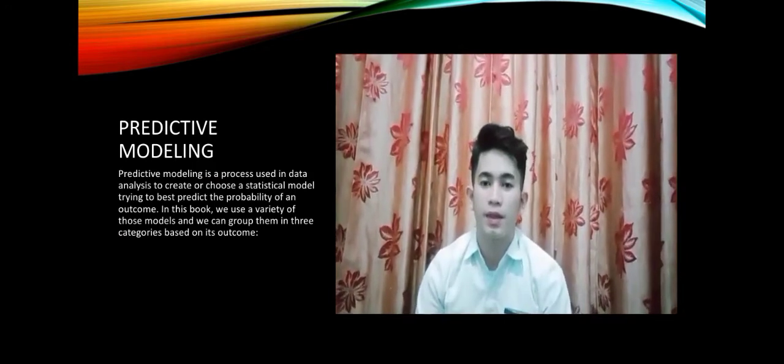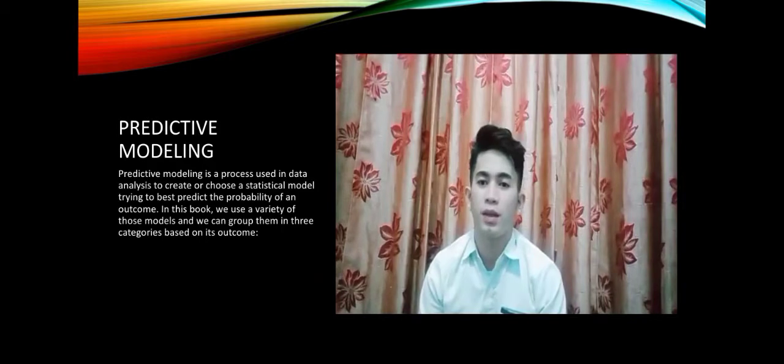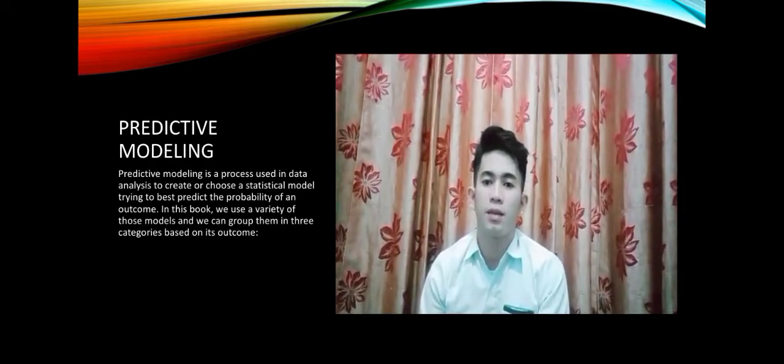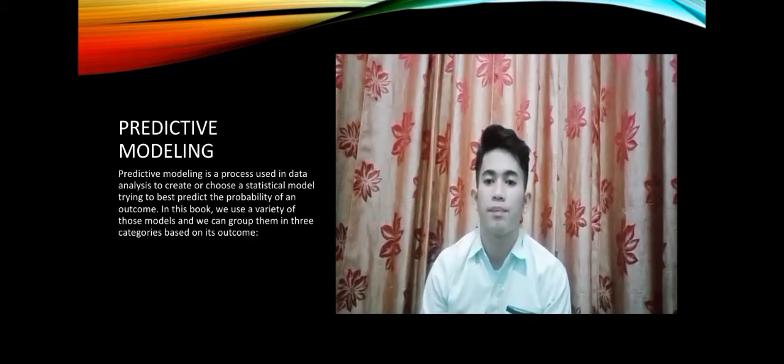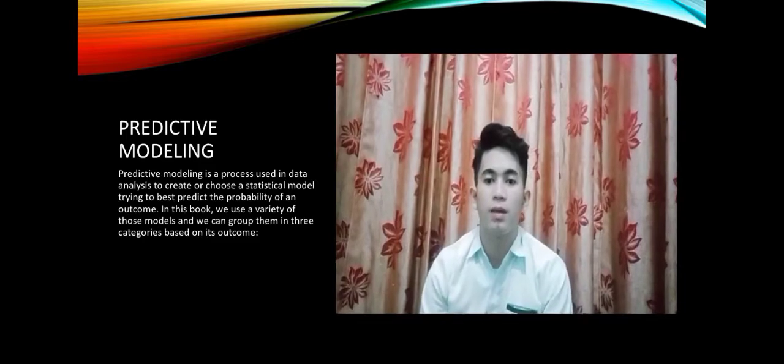So next is predictive modeling. Predictive modeling is a process used in data analysis to create or choose a statistical model trying to best predict the probability of an outcome. In this book, we use a variety of those models, and we can group them in three categories based on their outcome.